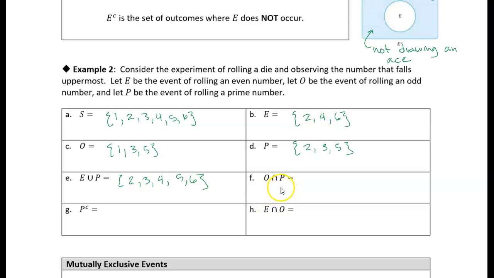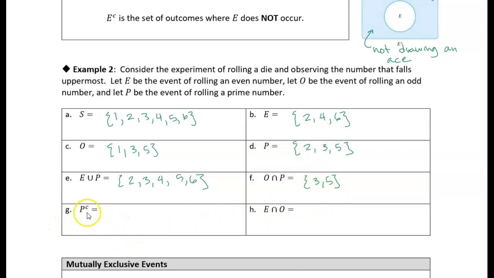All right, what is the intersection of O and P? Okay, so O was odd, P was prime. So the intersection of those two sets are all of the outcomes that are both odd and prime. Okay, so remember that intersection is and. So I'm looking for all the outcomes that are odd and prime. So that's just going to be 3 and 5. Okay, because 2 is even.